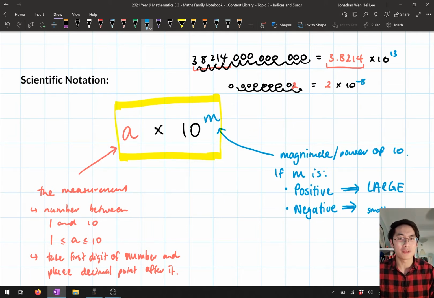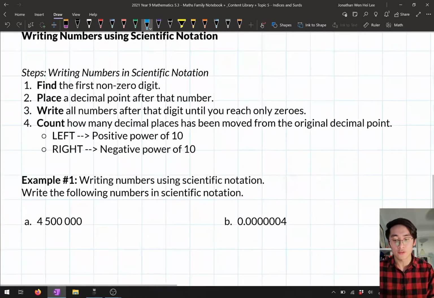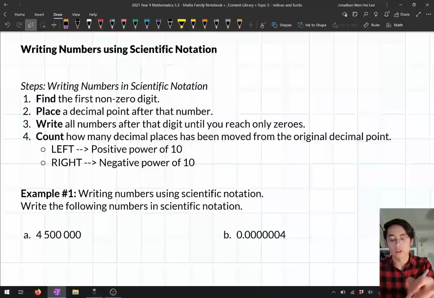Now, what we're going to need to be able to do in this lesson is to be able to write numbers in scientific notation and also work backwards and rewrite numbers in scientific notation back in decimal form. So let's have a go at doing this, and we're going to apply these steps here. Now, there's a few steps I have here. Writing numbers using scientific notation.